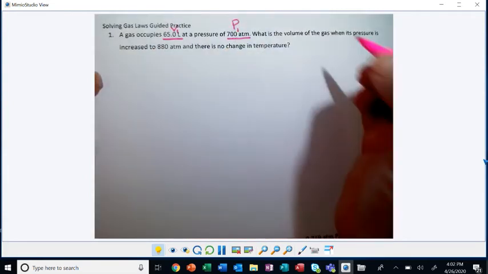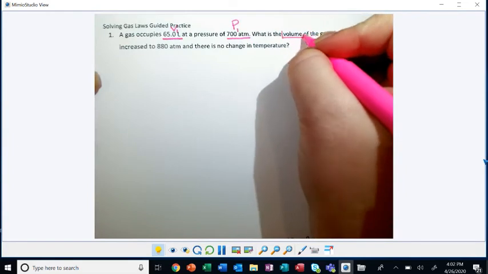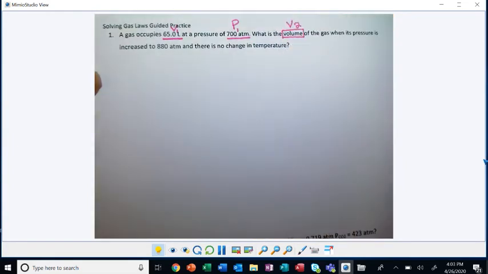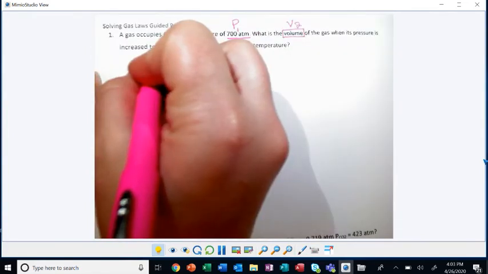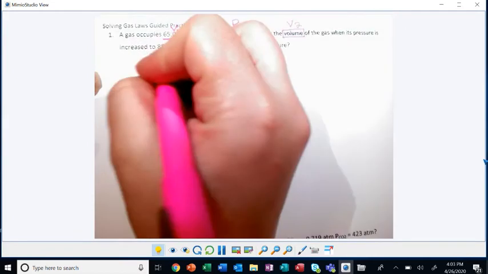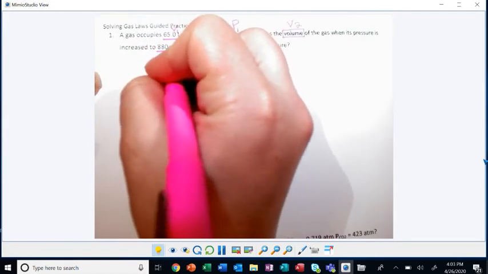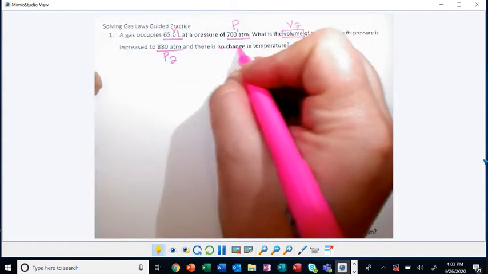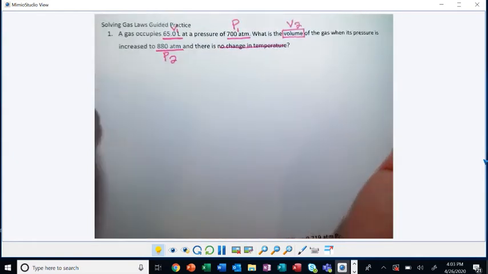I want to know what volume. I'm looking for a V2 of the gas when its pressure is increased to 880 atm. This will be P2. And there is no change in temperature, so that means we don't need it. So I'm just going to cross it out.